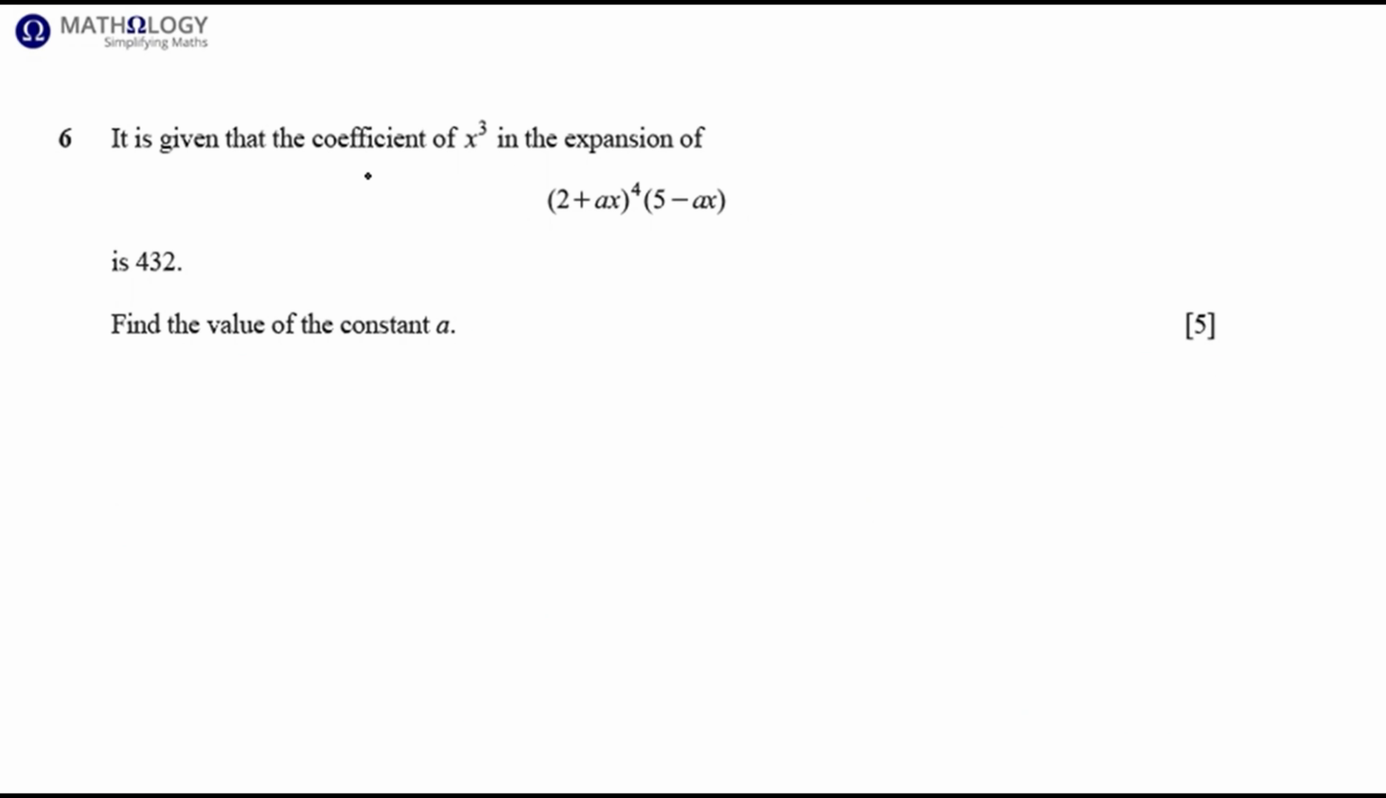Question 6. It's given that the coefficient of x cubed in the expansion of (2 + ax)^4 times (5 − ax) is 432. We're required to find the value of the constant a. Okay, we only require the coefficient of x cubed out of this expansion.